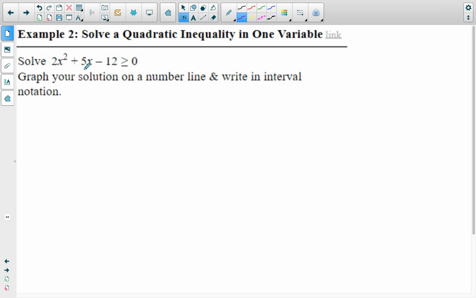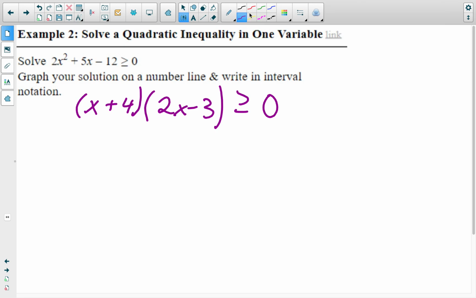Okay, so let's try to factor this. If you're struggling with factoring, that is a skill you're going to need to go back and review. This is going to factor into x plus 4 times 2x minus 3. That's what the left-hand side factors to, and that's greater than or equal to 0. So think about this graph. Think about this parabola.